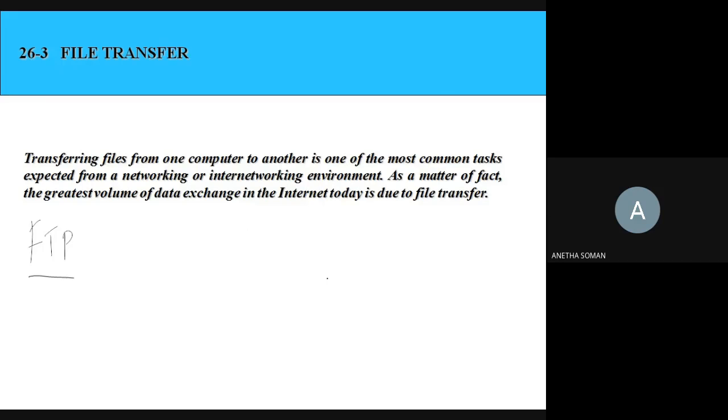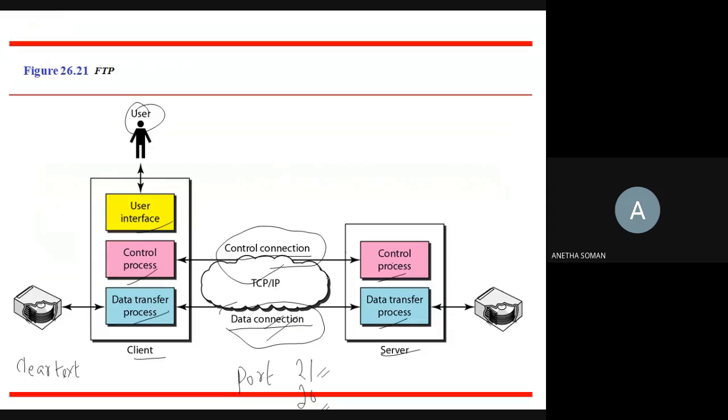Now, I have told you, these are the main components or entities in a file transfer protocol. You have a user, you have a client, and you have a server. And you can have two different types of connections here. One is the control connection and the other is the data connection. The data connection is opened and closed for each file transfer. But the control connection remains open for the entire FTP session.